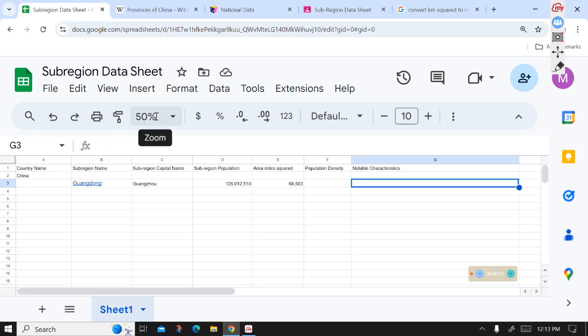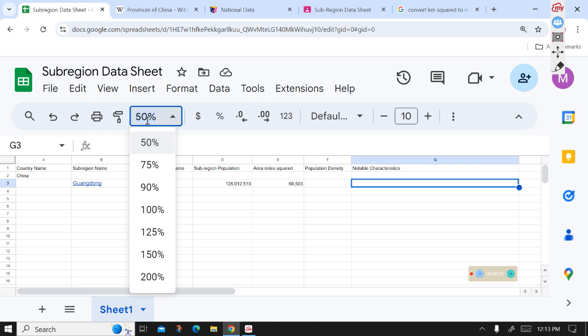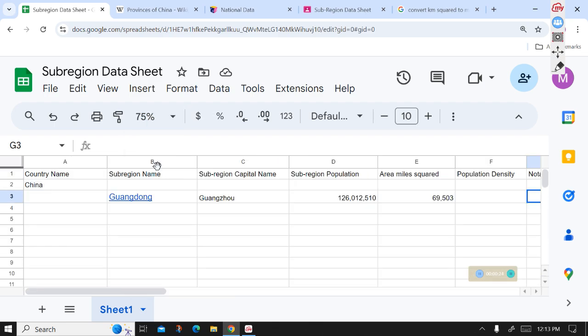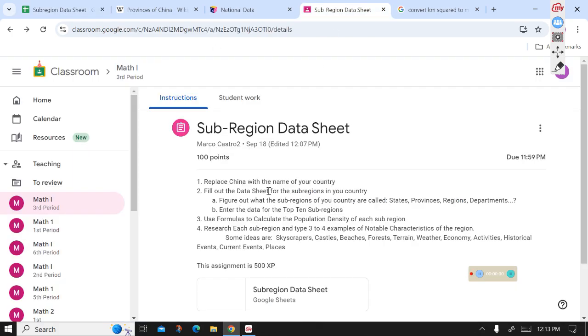It might be zoomed out at like 50 percent, so you might have to zoom in a little closer so that you can see something. You can either type in the number that you want, or you can go to 75 or 90 and so on. The first thing you're going to do, as we see in the directions, is replace China with the name of your country. So that's the first thing we'll do.